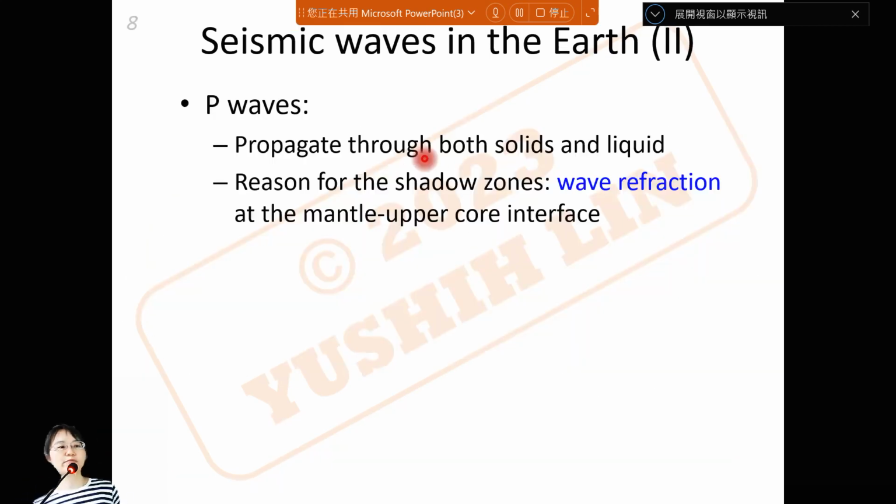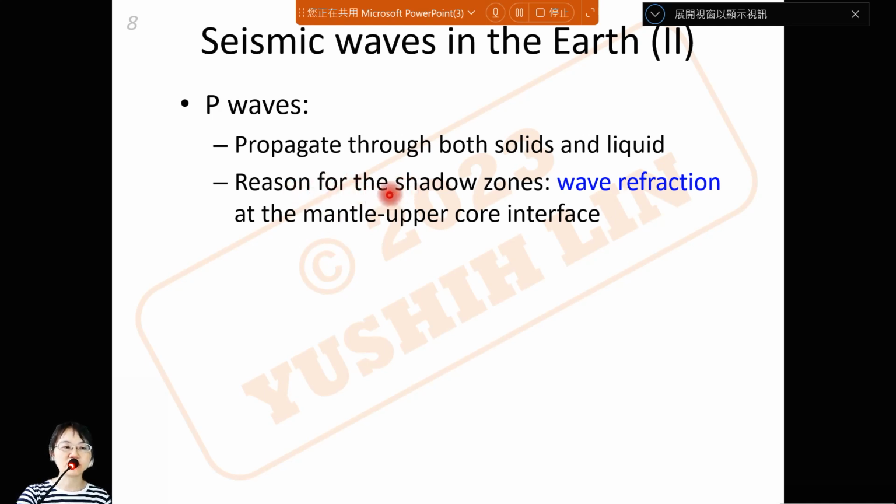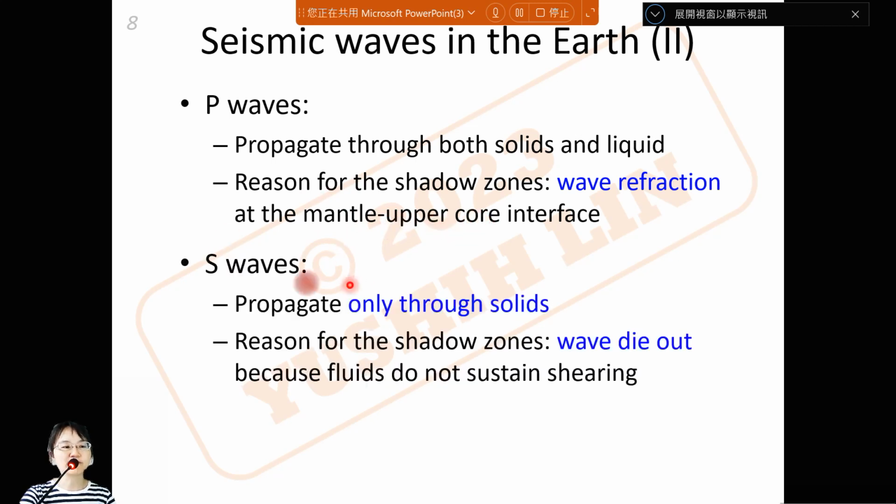Now I will just repeat some of the basic properties of the P wave. The P wave can propagate through both solid and liquid. For the P wave, there are two narrow shadow zones. The reason why there are shadow zones is because of wave refraction at the mantle-outer core interface. But the S wave can only propagate through solids. Therefore, the reason for the shadow zone is wave die out.